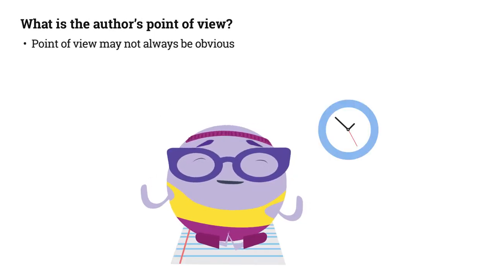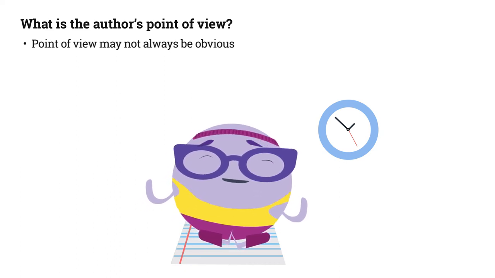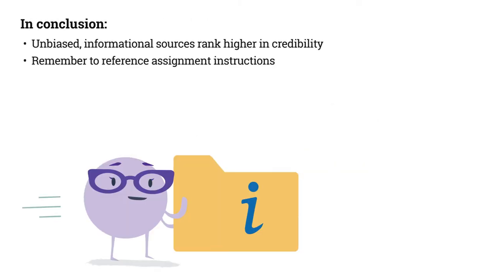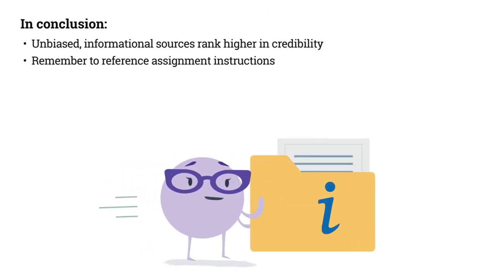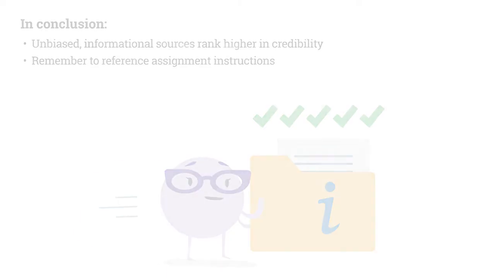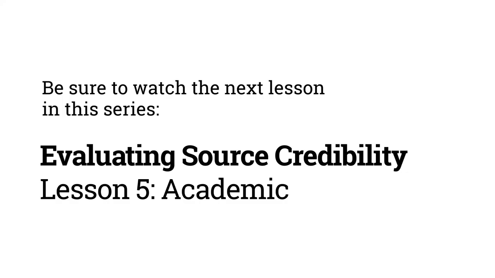The point of view may not always be obvious, which is why it's important to take a minute and focus on this task on its own. As a general tip, sources that are unbiased with an informational tone should rank higher in credibility. However, as always, assignment instructions should be referenced to ensure the source meets the desired objective.